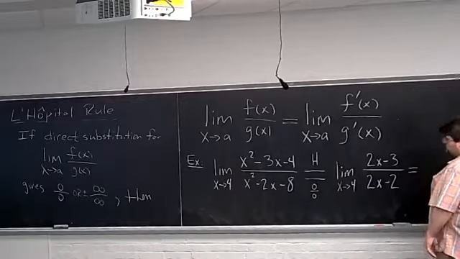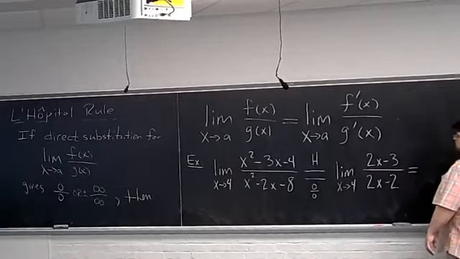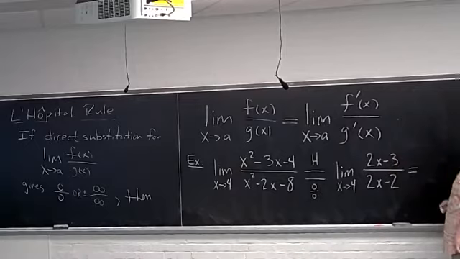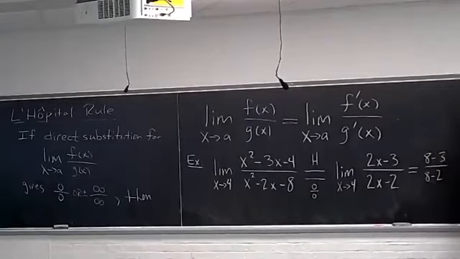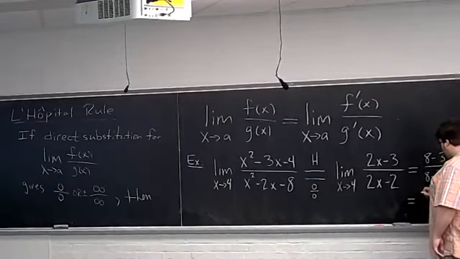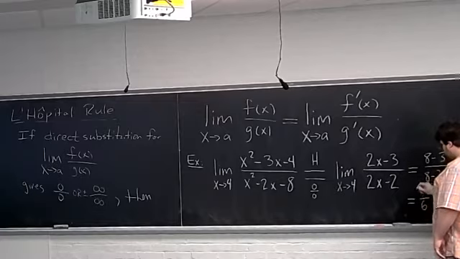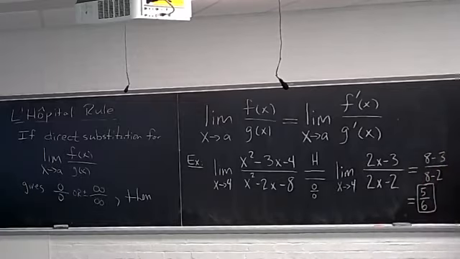And does substitution work now? Well, substitution gives 8 minus 3 divided by 8 minus 2, which is a number. Which number is it? It's 5 divided by 6. So this limit is 5/6.